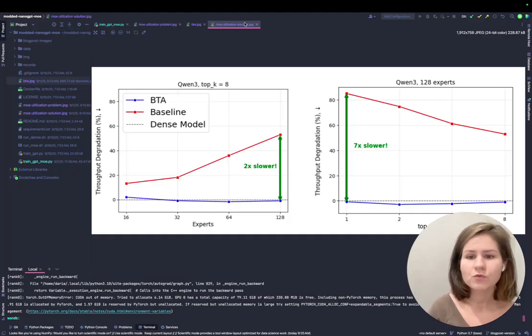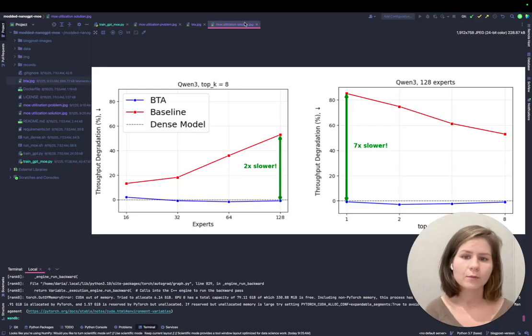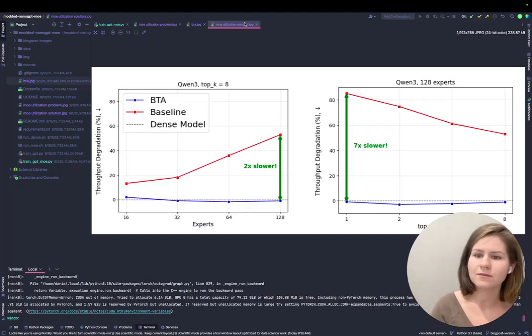Now, I also ran experiments with BTA and scaled it across multiple dimensions as well, number of experts or number of active experts. So you can see that with BTA, we're actually matching our expectation. For the same number of FLOPs or the same number of active parameters, BTA's performance is matching our dense model performance and staying flat across different sparsity levels.